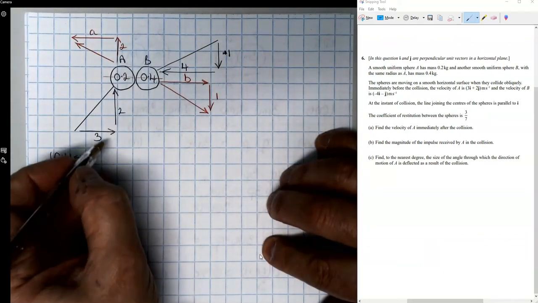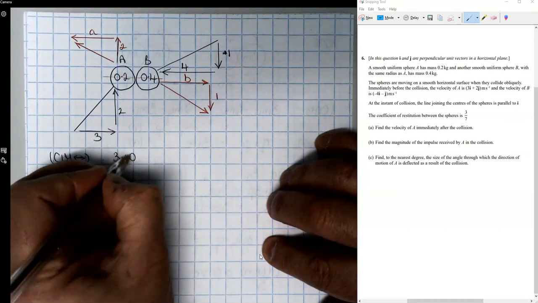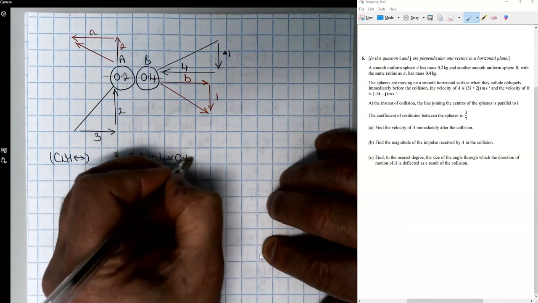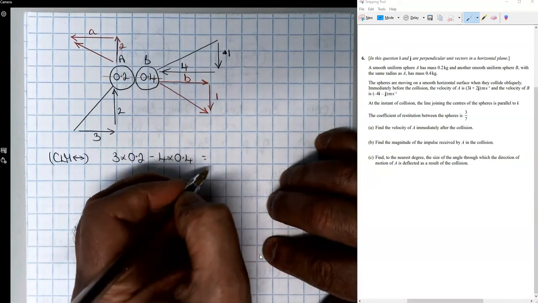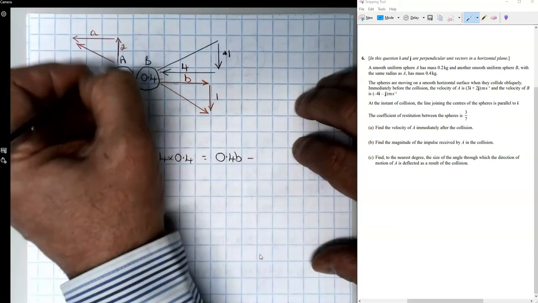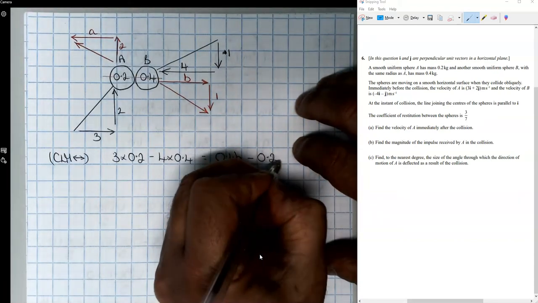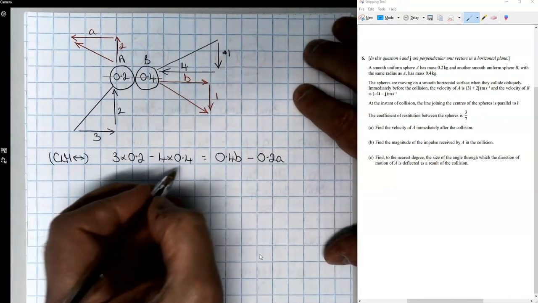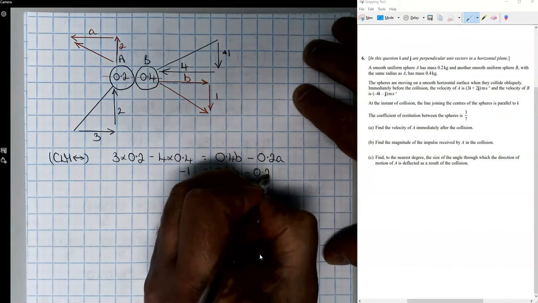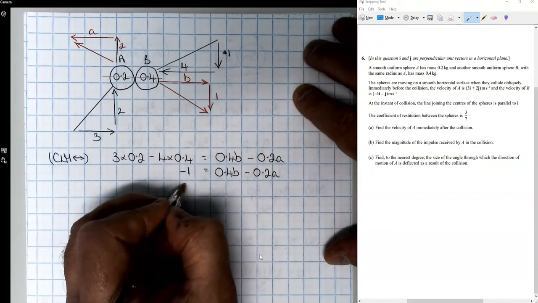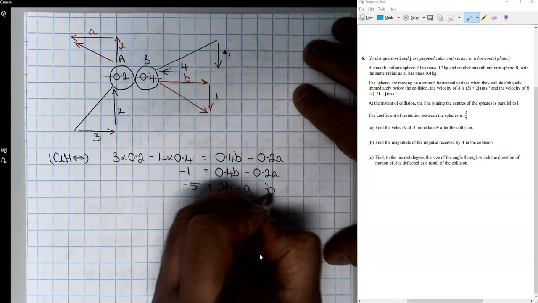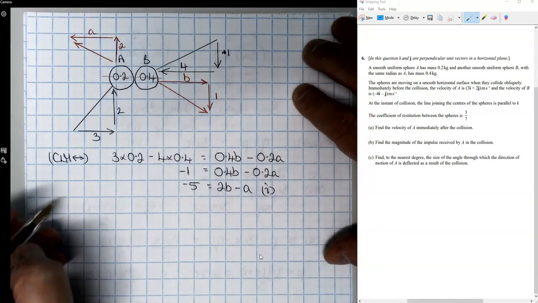Okay, so I get 3 times 0.2, take away 4 times 0.4, equals B times 0.4, take away 0.2 times A. So that gives me minus 1 is 0.4B take away 0.2A. Times it by 5 just for convenience. Okay, equation 1.